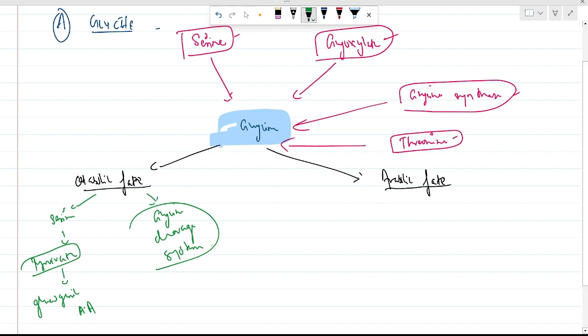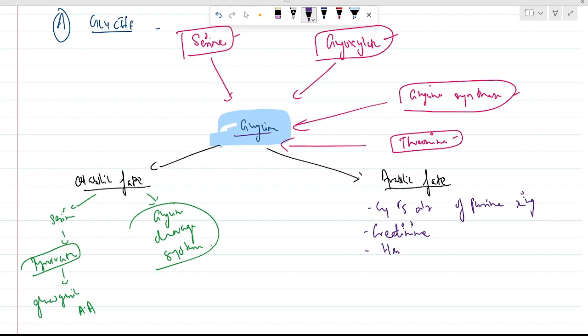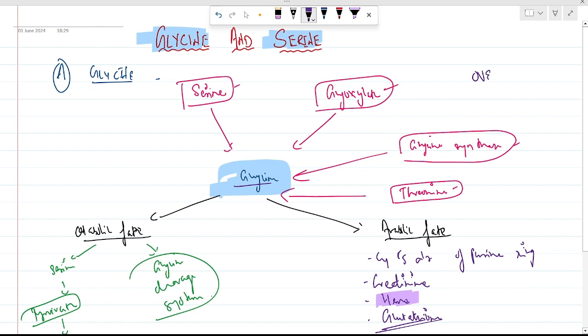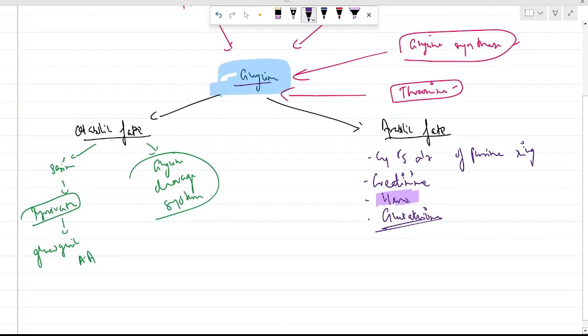Now, in the anabolic fate, we have C4, C5, N7 of the purine ring. The fourth carbon, fifth carbon, and seventh nitrogen of the purine ring come from glycine. Next is creatine. Formation of creatine also requires glycine. We will see this in the next amino acid discussion. Now also heme. Heme comes from glycine. This is a question asked: heme comes from which amino acid? This is glycine. Finally, we have glutathione, the antioxidant, which comes from glycine. So this is the total overview of glycine formation, metabolism, catabolism, anabolic effect, everything. Okay, so let's start the discussion.